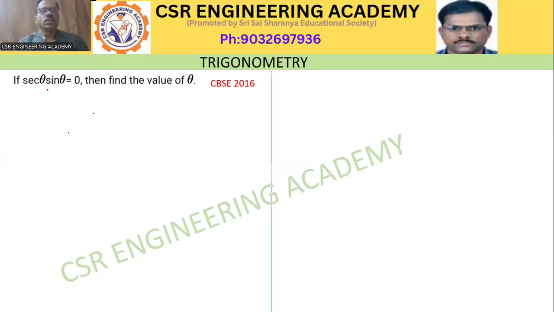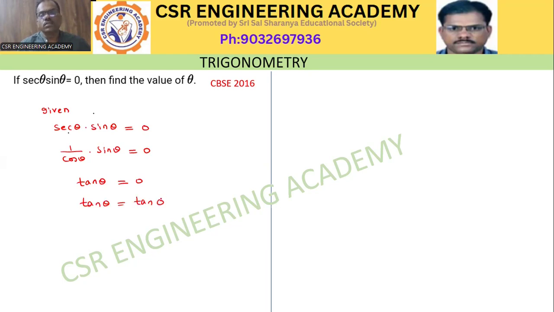If secant theta into sin theta is equal to 0, then find the value of theta. Given secant theta into sin theta is equal to 0. Here, secant theta is equal to 1 by cos theta, into sin theta is equal to 0. Sin theta by cos theta is equal to tan theta, which is equal to 0. Tan theta is equal to tan 0 degrees, which is equal to 0. Therefore, theta is equal to 0.